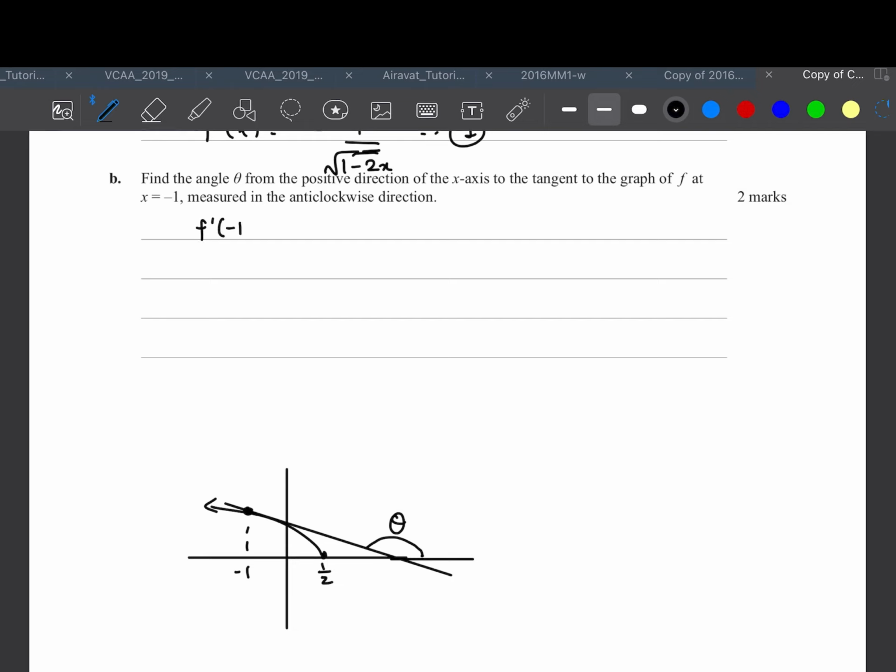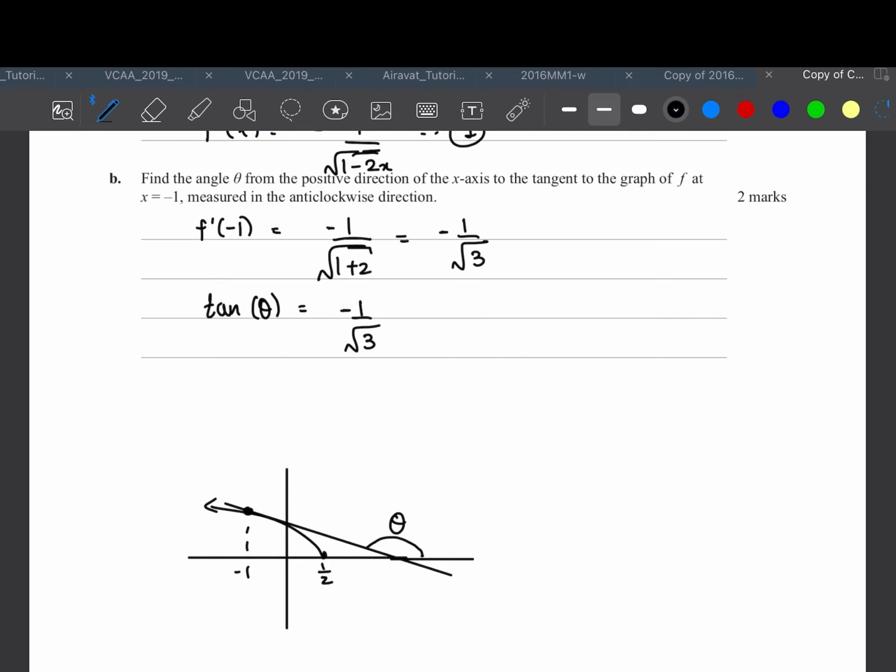So f dash of negative 1 is going to be negative 1 over 1 plus 2, which is just going to be equal to -1 on square root of 3. So tan theta, which is also equal to gradient, is going to be -1 on root 3. Now gradient of this line over here, okay? So now here we can determine the theta now.